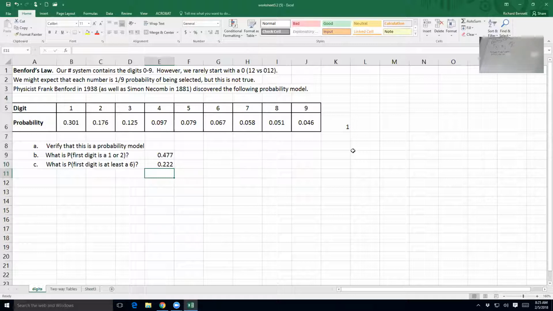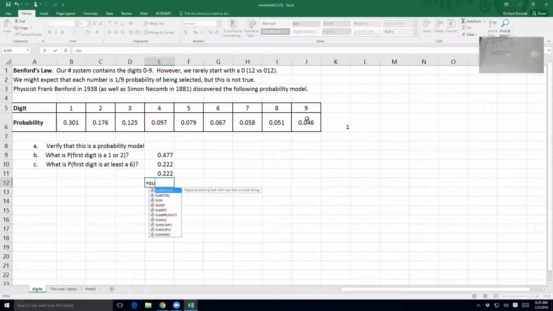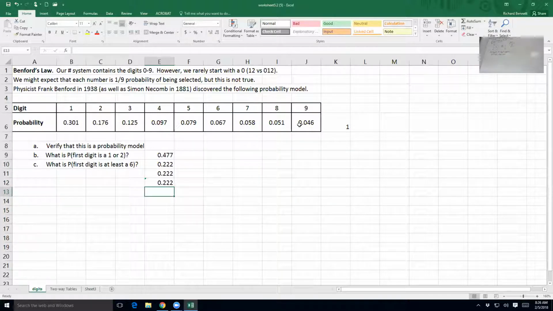How did I do that? Well, there's a couple different ways you could do it. Here, I'll do it again. I just went 6 plus 7 plus 8 plus 9, just like that. Or if I like to use the sum command, equals sum, and I can just highlight them all with my mouse, and I'll still get the same answer. Does that make sense? You can ace my quiz tomorrow. Test is in 2 days.